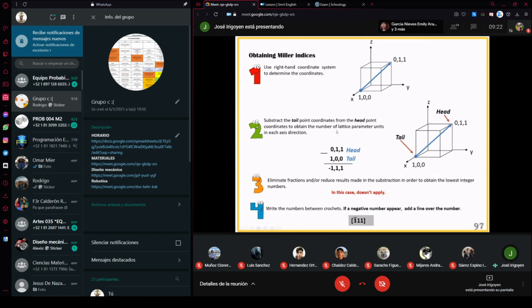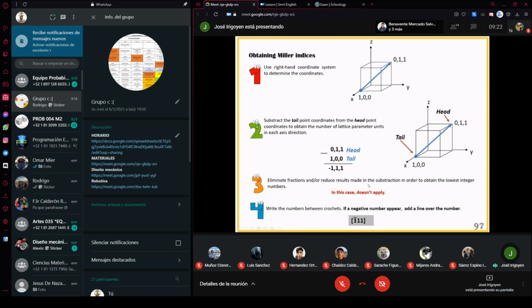Okay, so knowing that, the next thing is to subtract the tail point coordinates from the head point coordinates to obtain the number of lattice parameter units in each axis direction. So we're going to subtract these coordinates from these coordinates, right? So we're going to have this operation. So 0 minus 1, 1 minus 0, 1 minus 0. No, 1, I mean. So you have this.